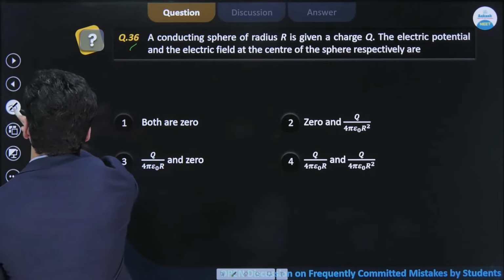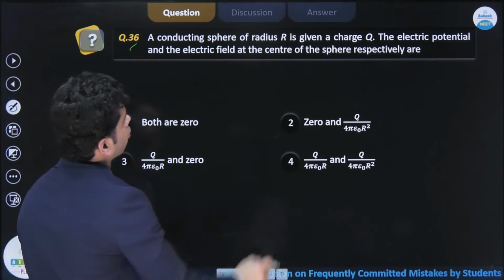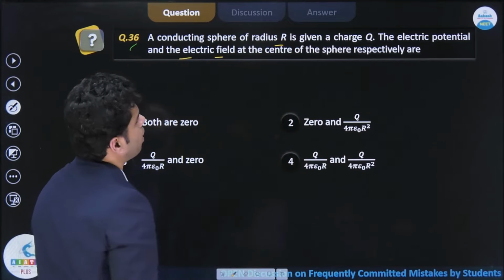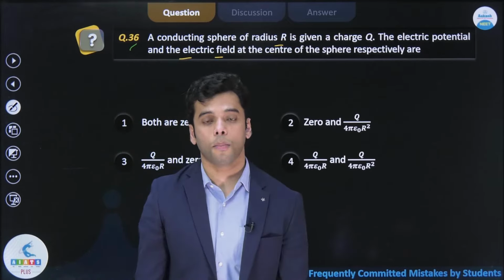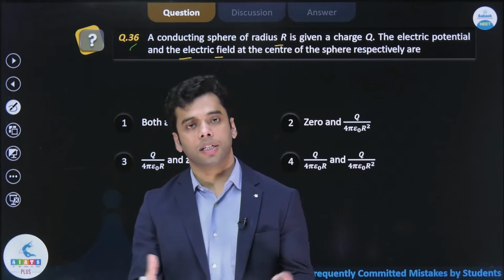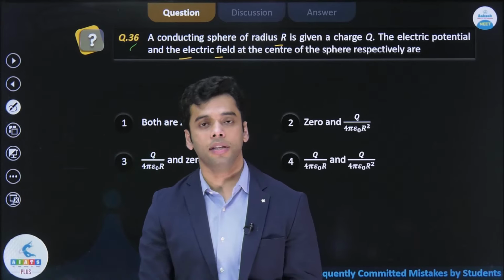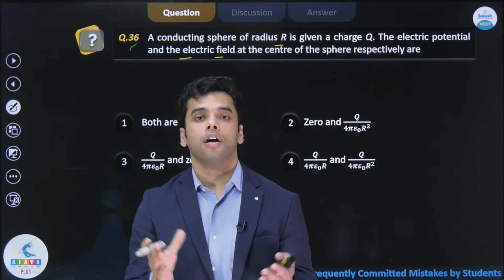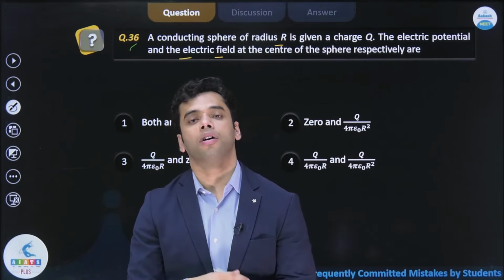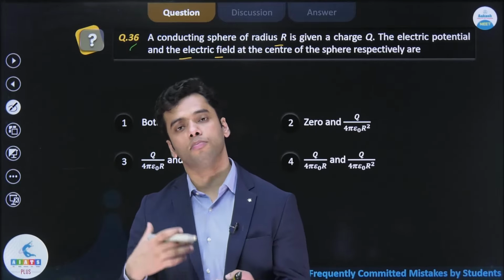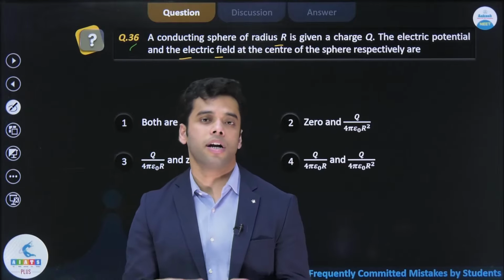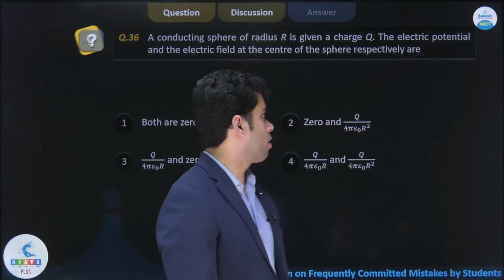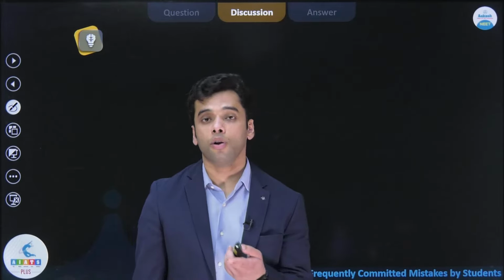It says that a conducting sphere of radius r is given a charge q, the electric potential and the electric field at the center of the sphere respectively are. Okay. So you have a conductor, and you have given the conductor some charge. Now you need to find the electric potential and electric field at the center. To do this question you need to know the properties of a conductor. This is mentioned in your NCERT. So let me show you the properties of the conductor.